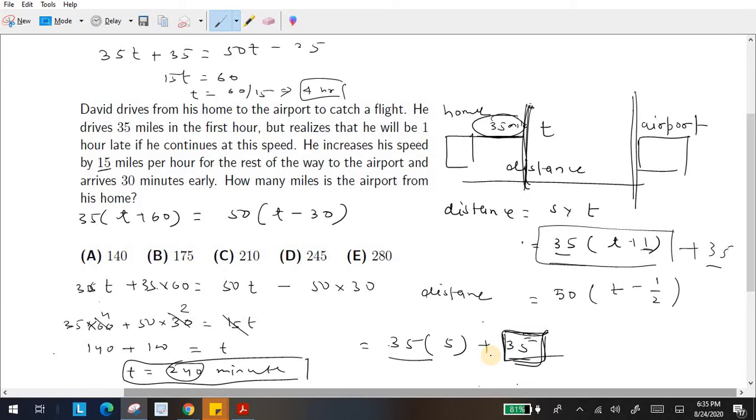So T would be like the time he has to reach. Yeah, from here to here. From this distance to this distance. But this much he has already traveled in 1 hour? Yeah, so I'm just counting that inside.